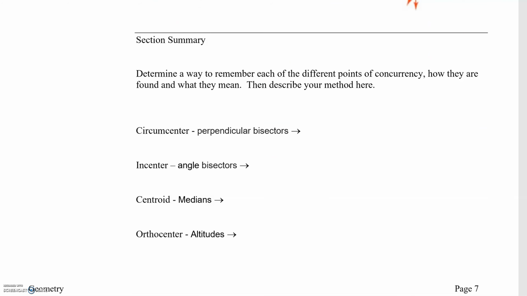So we have talked about 4 different concurrencies in triangles here. So you kind of need to come up with a way to help you remember these. So circumcenters, perpendicular bisectors. So just think about what is a way that you can remember and connect these names to the way that they are drawn on the triangle.